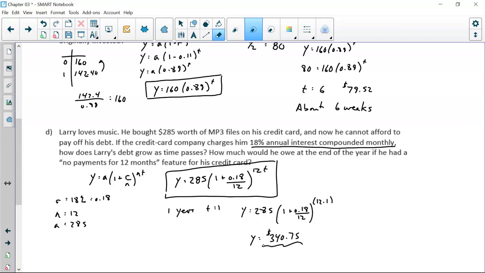Okay, so that concludes talking about exponential growth and decay. Make sure you have those formulas written down in a nice, easy to locate spot so you don't have to keep searching through your notes to find them.